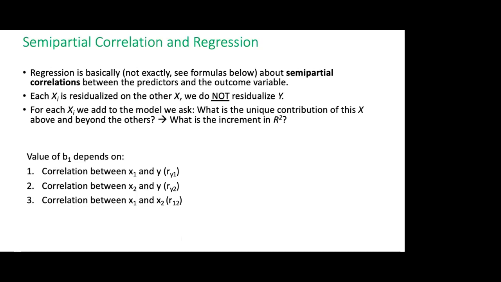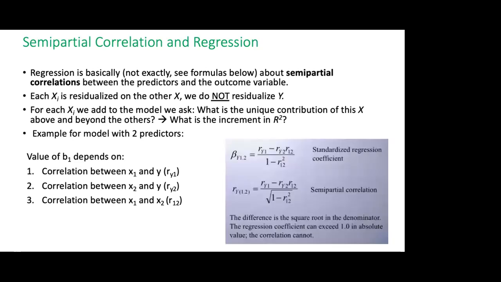So for each predictor that we add to the model, we ask: what is the unique contribution of this predictor above and beyond all other predictors? What is the increment in R squared when adding this predictor to our model? If we have a model with two predictors, this is a formula for our standardized regression coefficient, so this is our beta. And this is a formula for the semi-partial correlation.